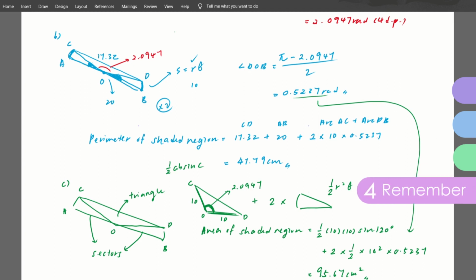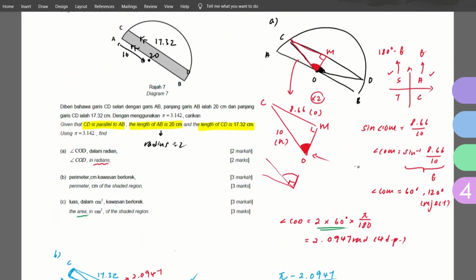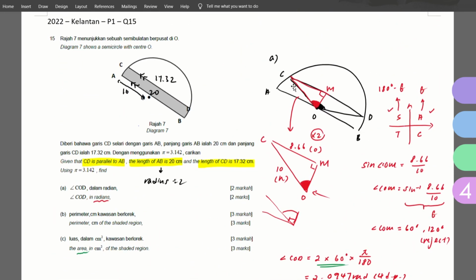The take-home points for this video are two. First, when finding the area of the shaded region, we can use another way, which is to split the region into parts, like in part C, 1 triangle and 2 sectors. The other point is using trigonometry, which we used in part A to calculate the angle COM. Maybe in future there may be questions to calculate a length, so we can also use trigonometry to help us find the answer.